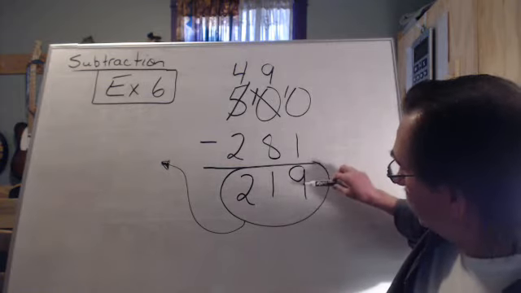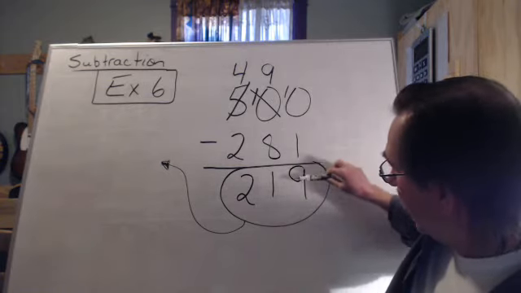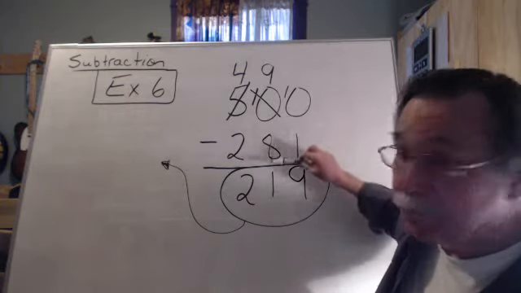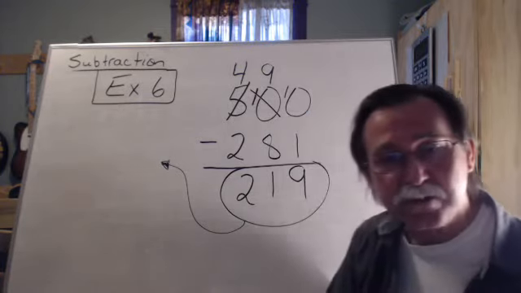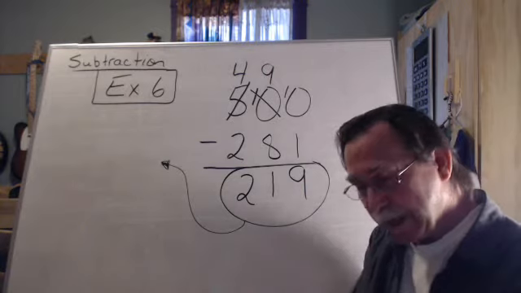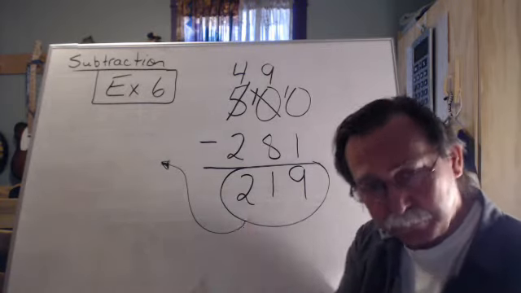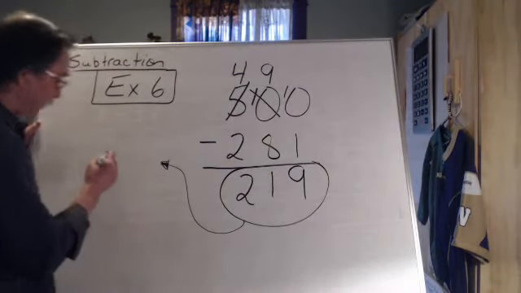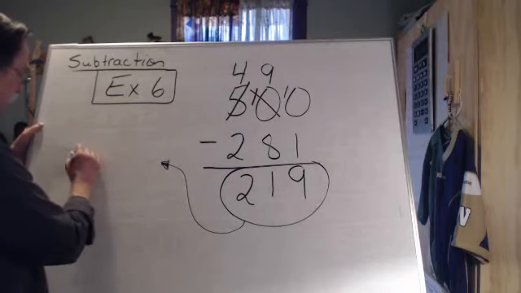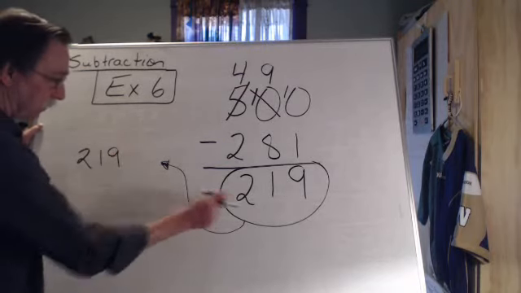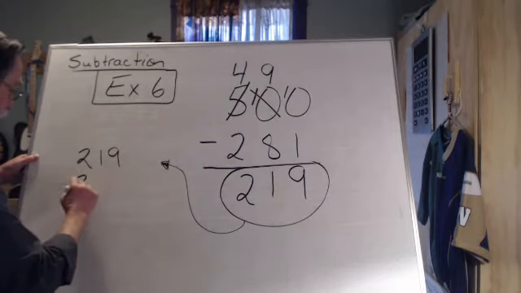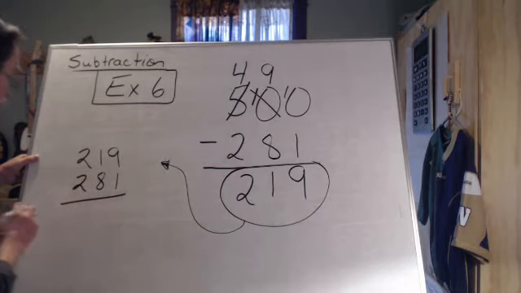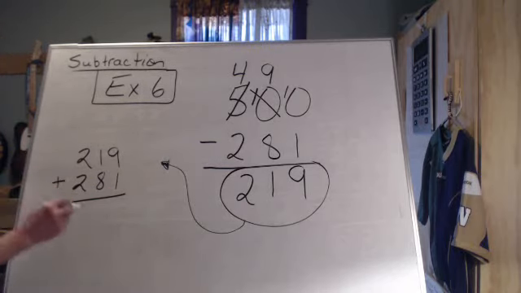But if we take this answer here and add it to this one here, guess what we should get? We should get the original number. Let me prove it to you. That always happens in subtraction. When you take the answer and add it to one of the numbers, you get the first number. Watch. I'm going to go 219, which is that one. Now I'm going to add 281. I'm going to add them together, and guess what we're going to get?